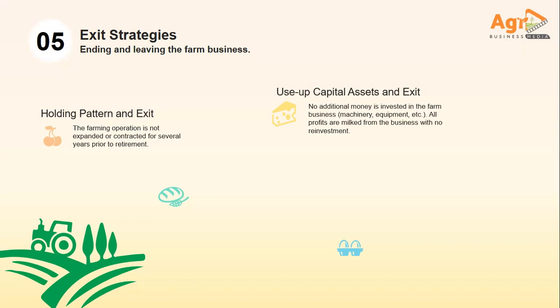The third strategy is winding down business and exit. The size of the business is reduced by reducing the number and size of enterprises gradually. For example, you may start off with a very large livestock enterprise, but you then start eliminating, be it your breeding stock or your fattening stock. That way you reduce the business activity gradually over time until it ends at your retirement.